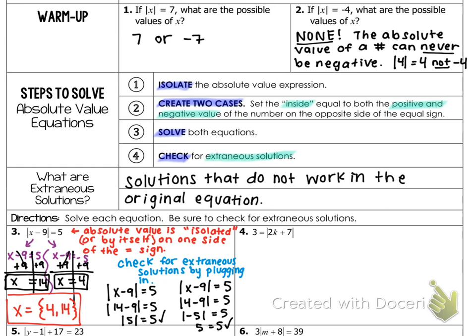Now this is how we write it. We do these squiggly lines. They're called set notation. So we have to write it like this. Our answer is the set of 4 and 14, and then end the set, and that's your answer for x.